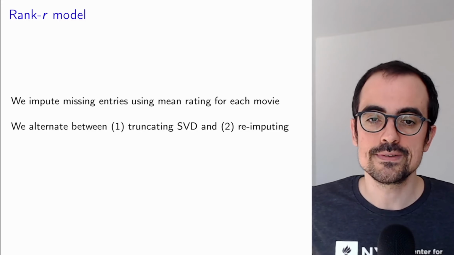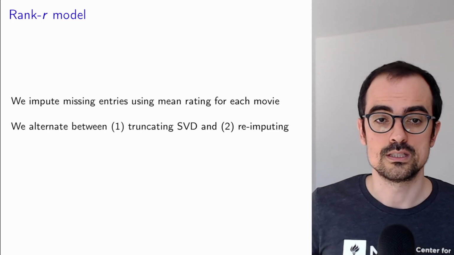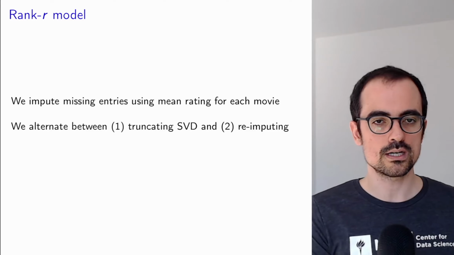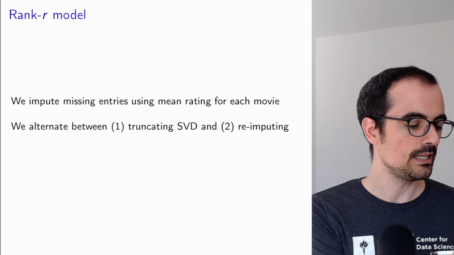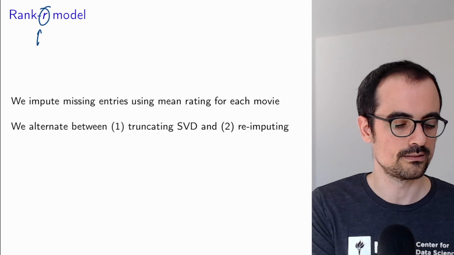So now we're going to alternate between truncating the SVD and then re-imputing with this improved estimate obtained from the truncated SVD, to iteratively improve the imputed entries and the low rank model. Here it's no longer going to be rank 1. We're going to truncate the SVD using a hyperparameter R that we need to decide.